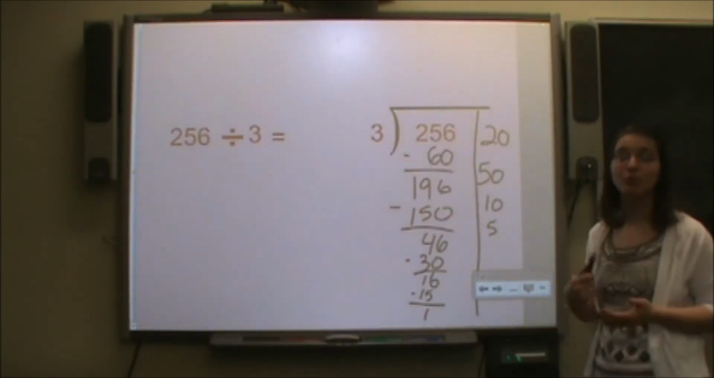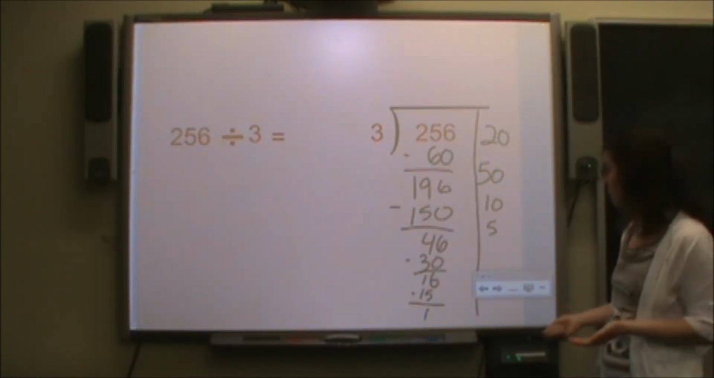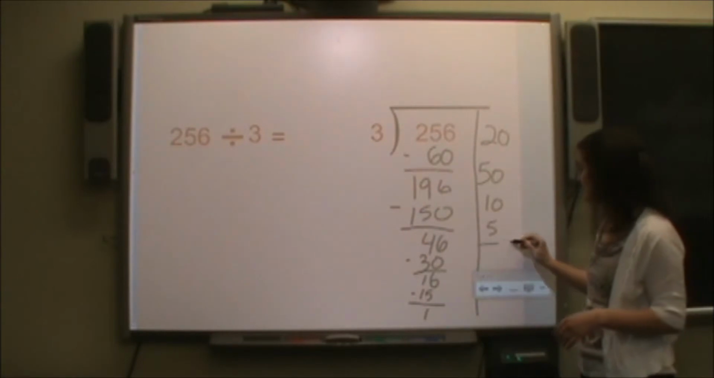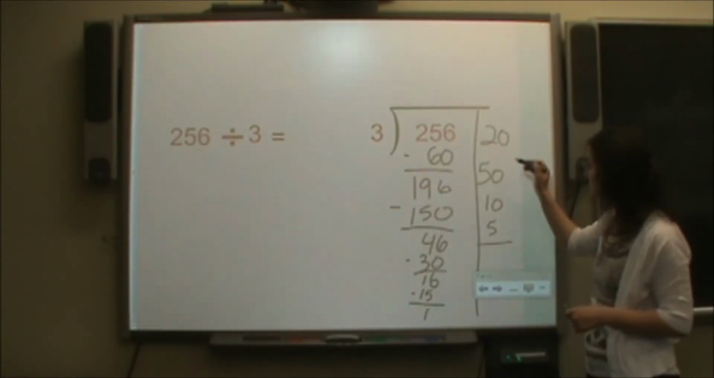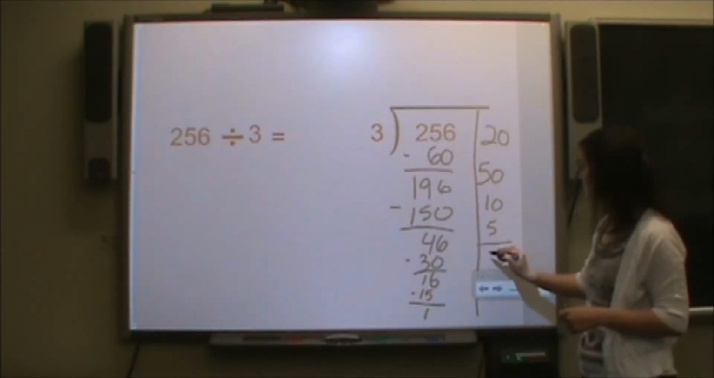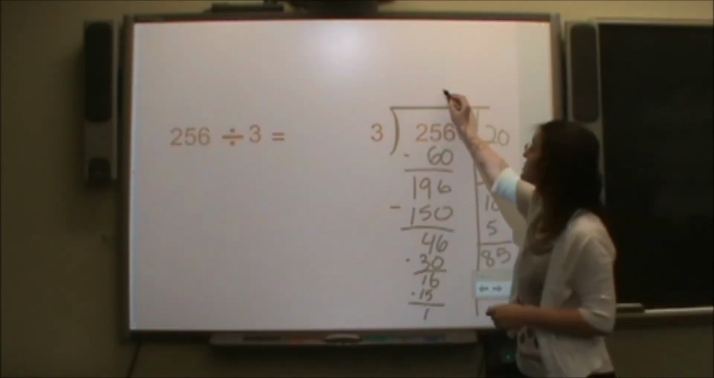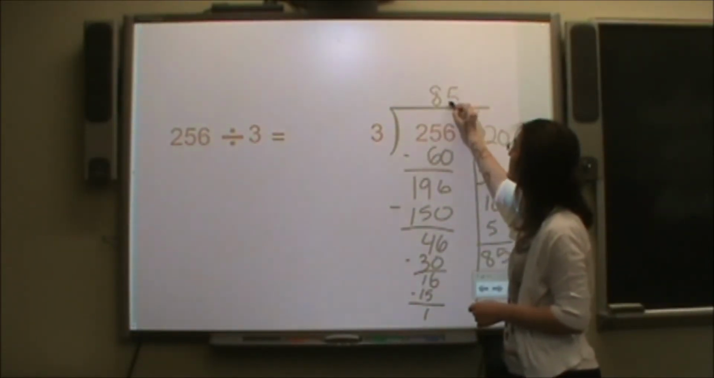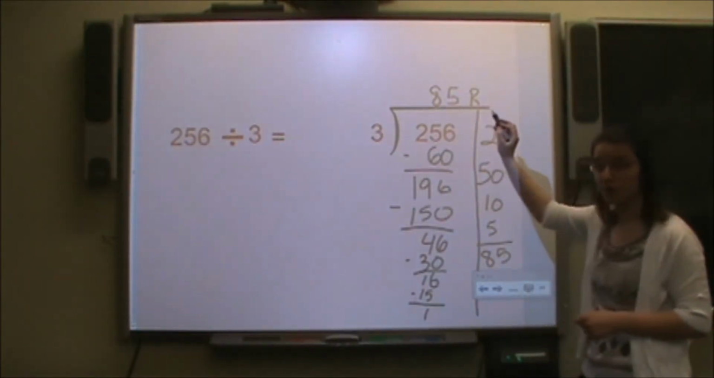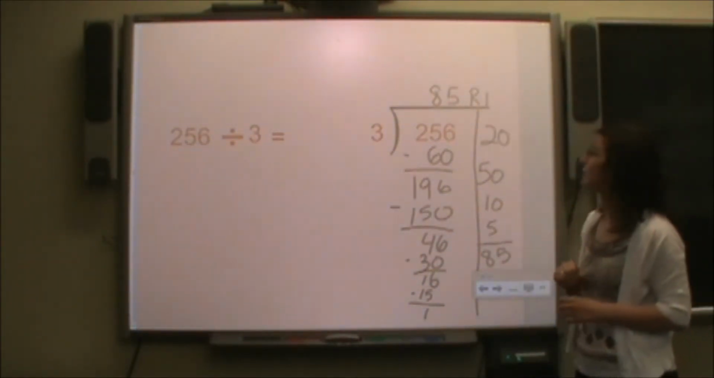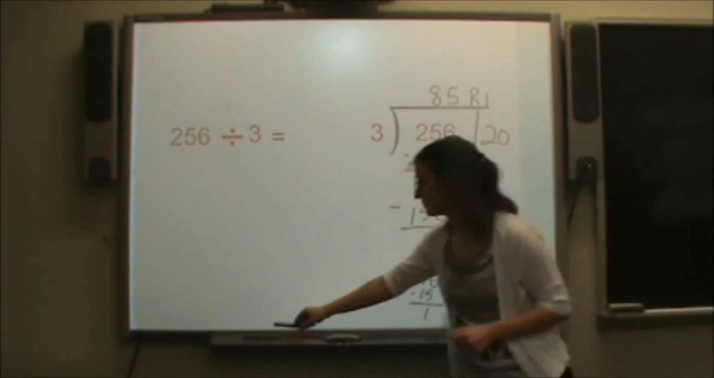That is called our remainder. That is what's left over. So we're still going to add together our partial quotients. So I have 85, remainder 1. So I'm going to write that up here, again, lining it up with the place values, and then you put an R for remainder 1.